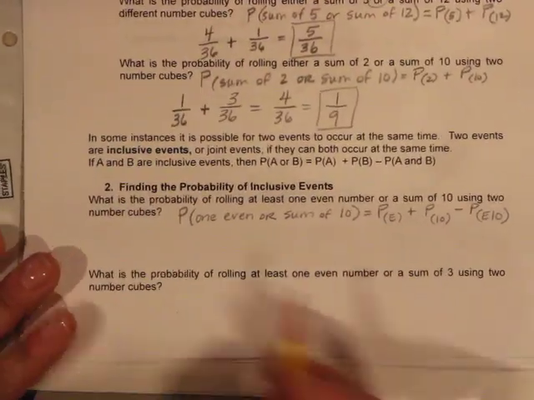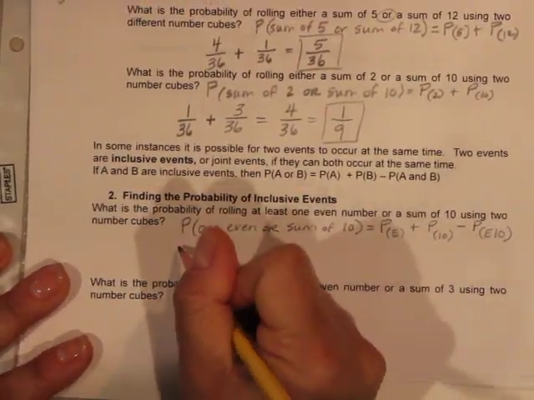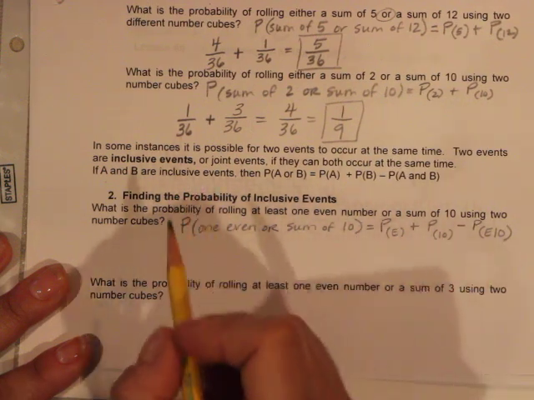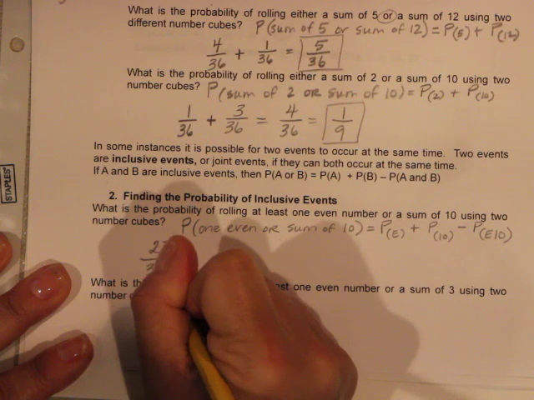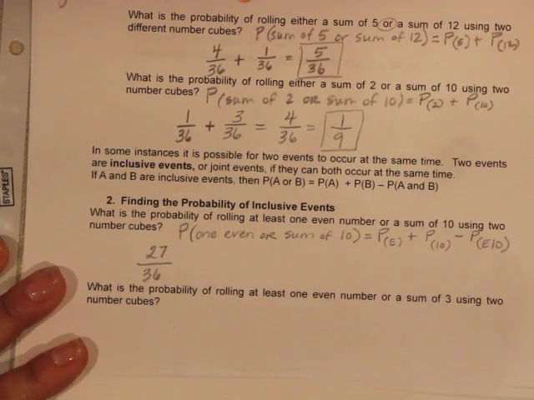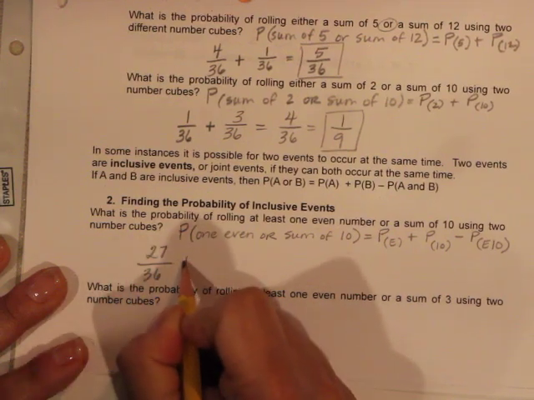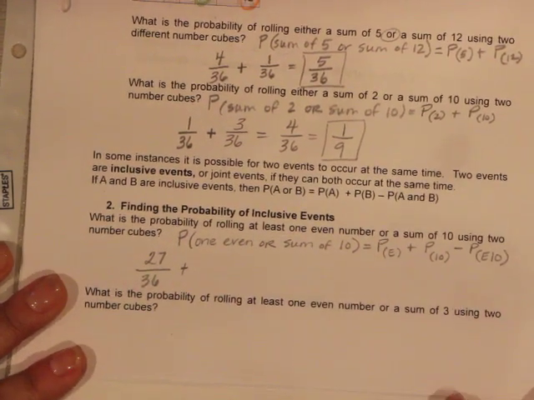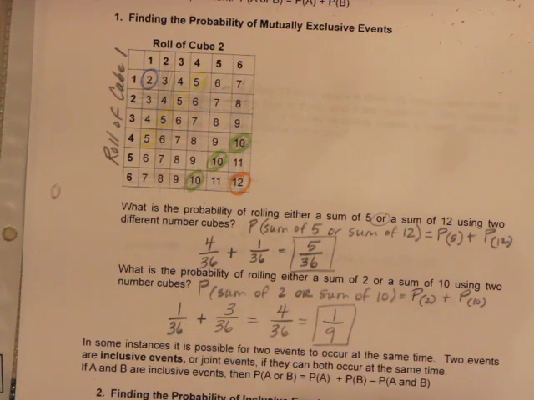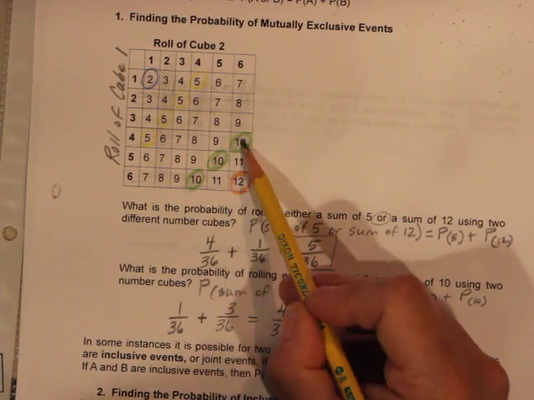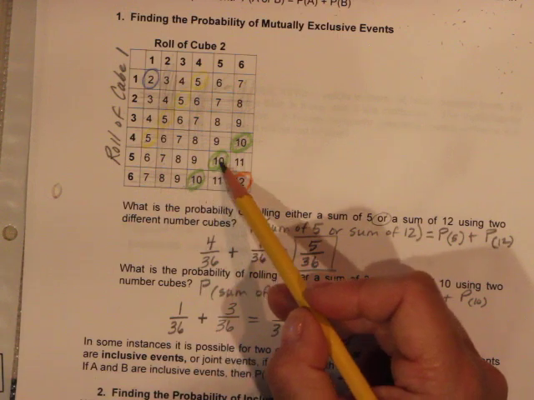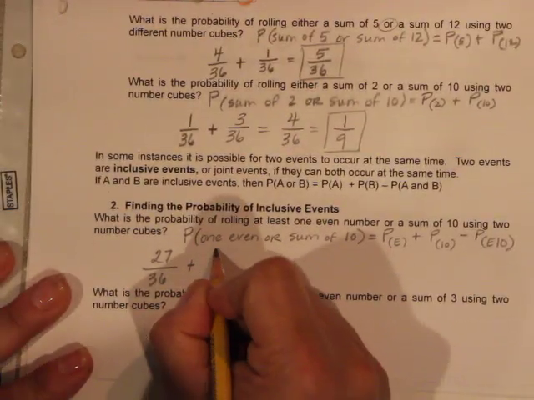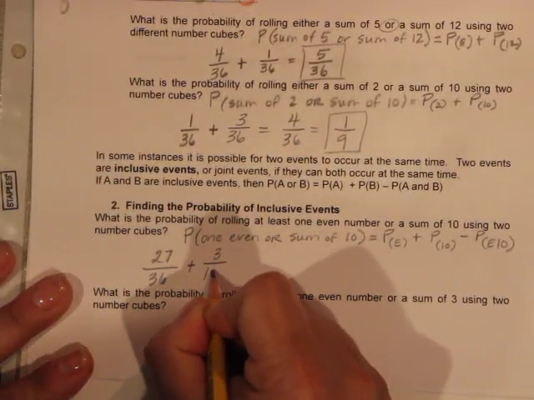Okay, now that we got that straight, the probability of rolling an even number, not a sum, but an even number, is 27 out of 36 possible rolls. Now let's go back and look at the probability of rolling a sum of 10. We've already seen that. Here are the sums. I did do that right. And there are 3 possibilities out of 36 that I could roll a 10.